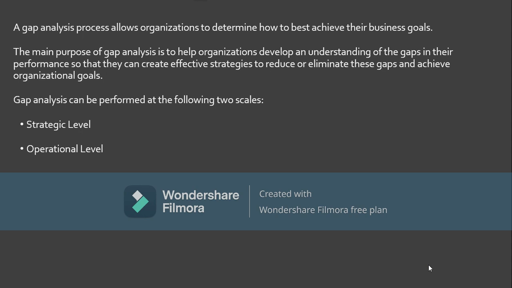It is basically done on two scales. One is the strategic level, and the other is the operational level. The strategic level is when gap analysis is performed with the purpose of comparing the current output, condition or situation of a business with that of the industry standards.